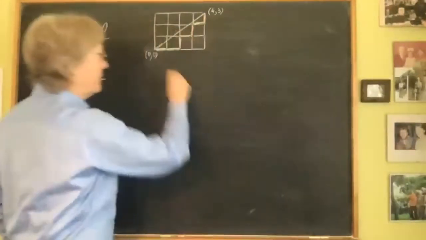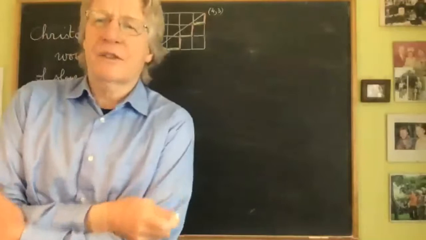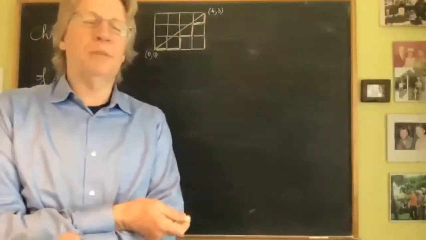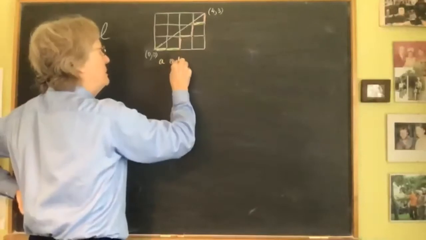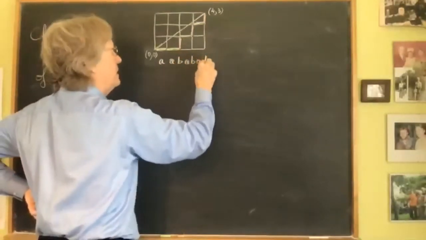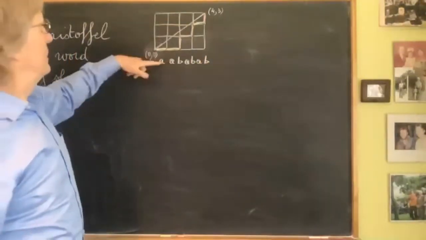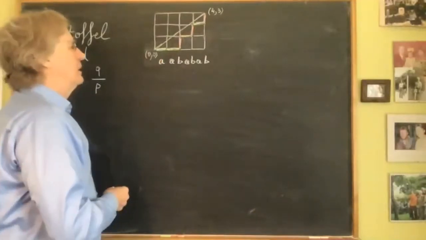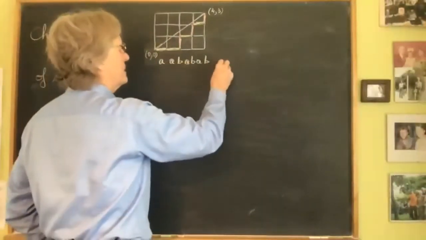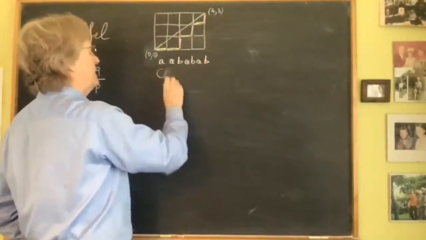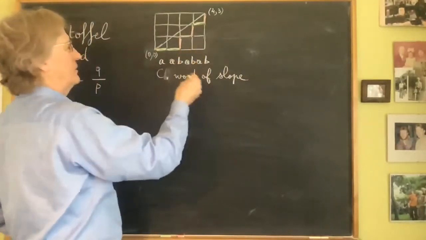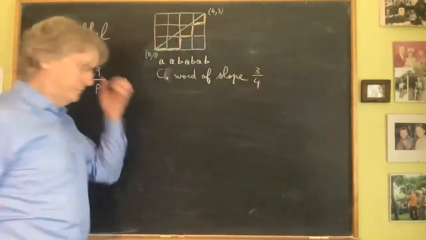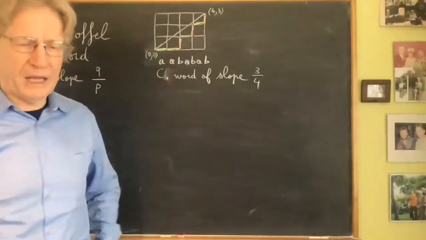Once you have the path, you code it by letters A and B, A for a horizontal step and B for a vertical step. The A's are for the green steps and the B's for the red steps, the vertical ones. So this is a Christoffel word of slope 3 over 4. The slope is the number of B's divided by the number of A's.